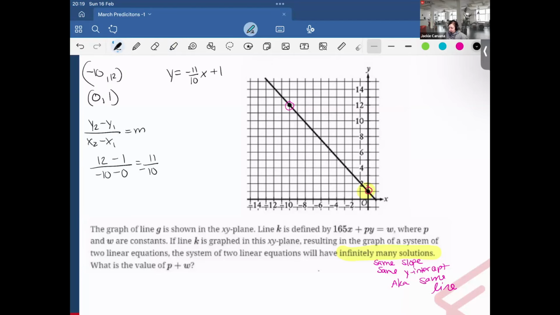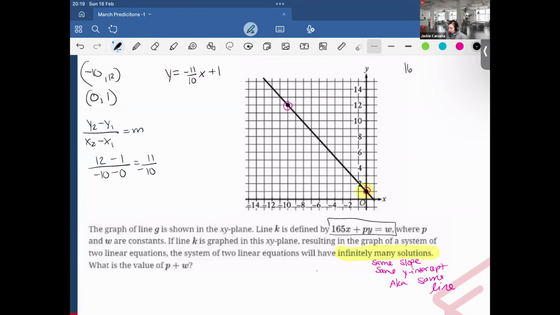Okay, and so this was line G, and line K is defined by this. So what I would do for line K is just put everything in terms of y. So this would be py is equal to negative 165x plus w, and then divide everything by p. So y is equal to negative 165 over p x plus w over p. And remember, they have the same slope and the same y-intercept if they have infinitely many solutions, because they're the same line.